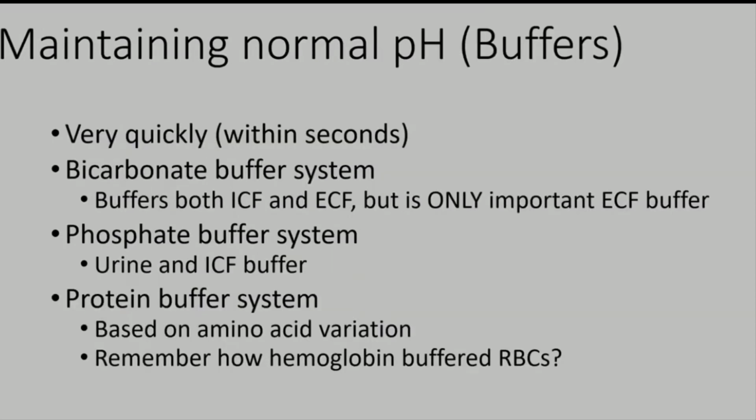Now, if we have a normal pH, then it means that our body must have a way to keep that pH within a certain range. And there are a few mechanisms that it uses to do that, the fastest of which is a buffer system. Remember in chapter 2, a buffer is just something that resists change in pH. And they're very, very quick. These buffers work within just a matter of seconds or even less than that.